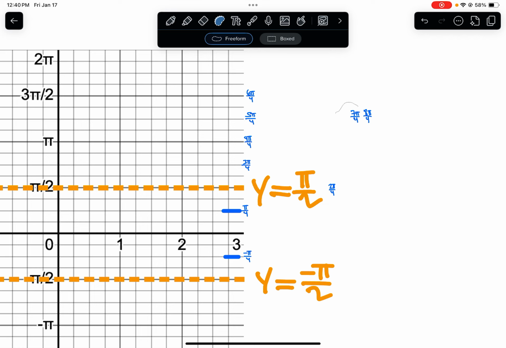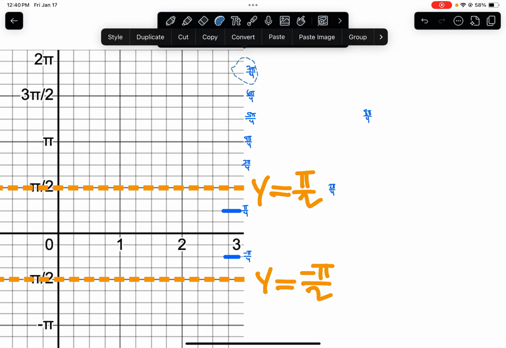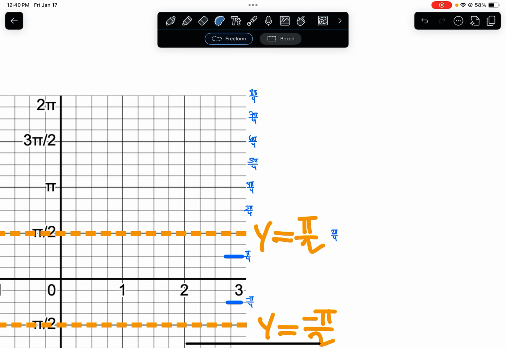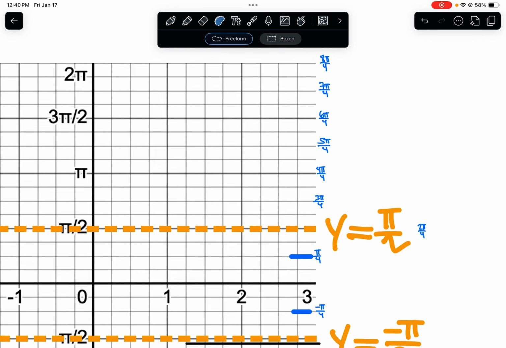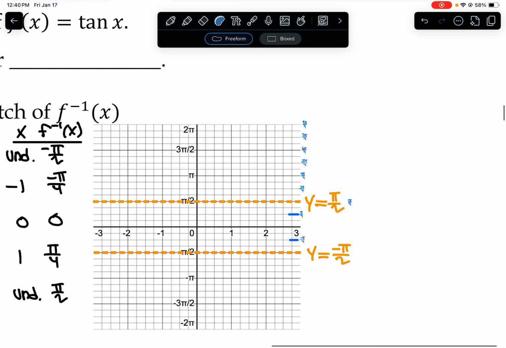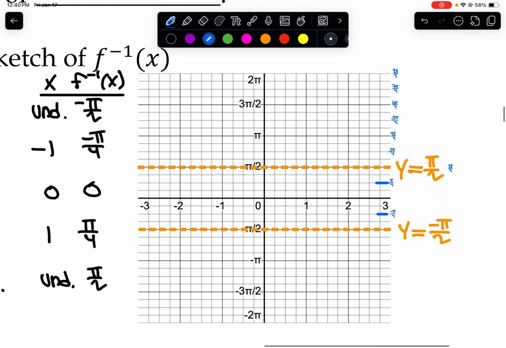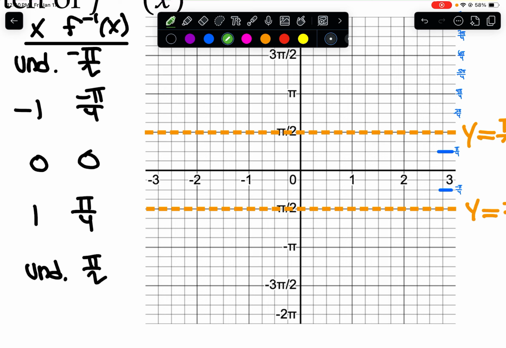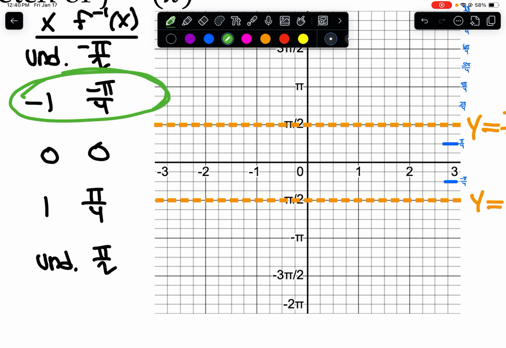So 6 pi over 4, which is the same as 3 pi over 2, 7 pi over 4, and then 8 pi over 4, which is the same as 2 pi. So hopefully you can get an idea of what those pi over 4s are like on the graph. All right, so now let's plot those points. Okay, so negative 1 comma negative pi over 4. So that's going to be right here. Then we have 0, 0, and then we have 1 comma pi over 4.